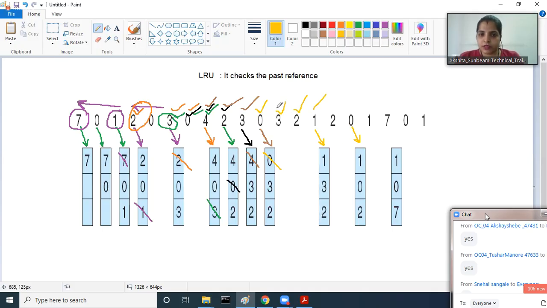1 is here, 3 is here, 2 is here. Obviously, this will be replaced with 0. 1 is already there, right? Then 7 comes. So the current status was 102.